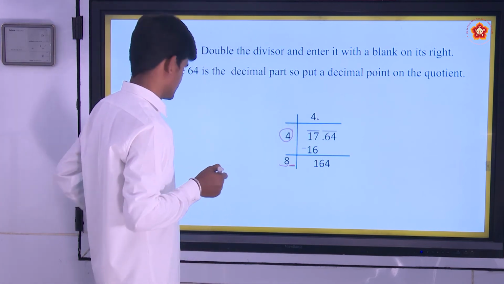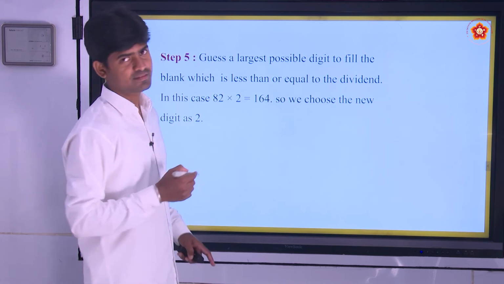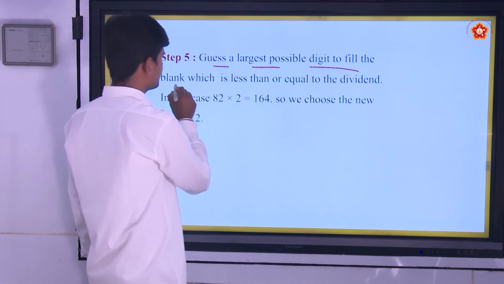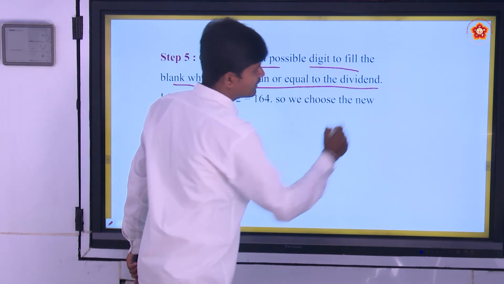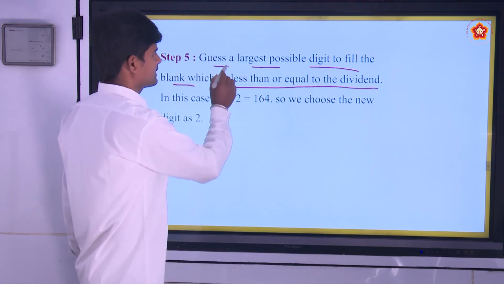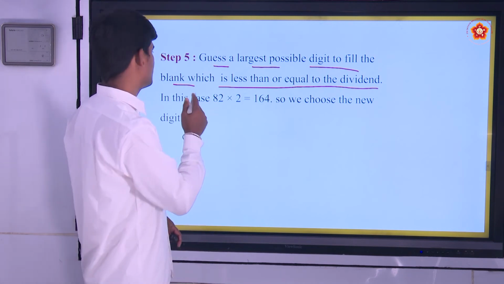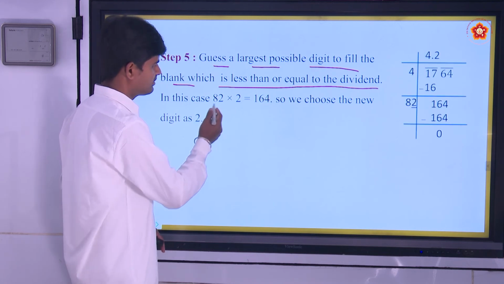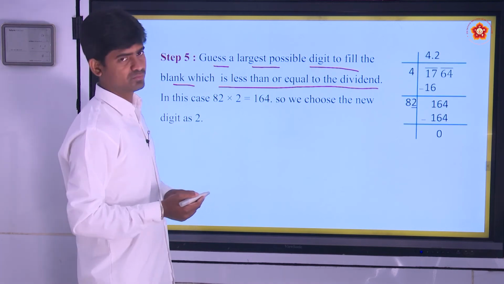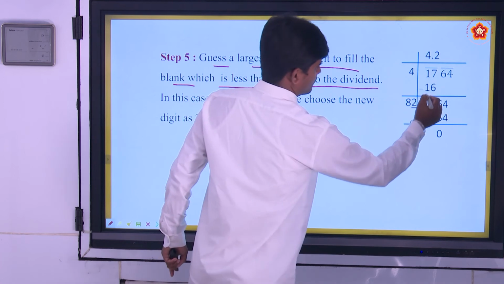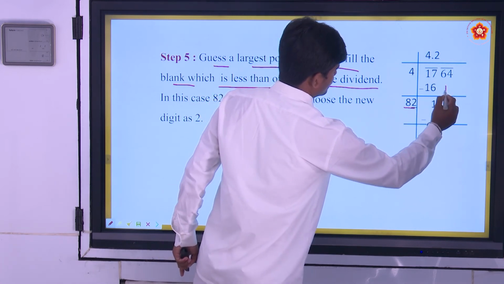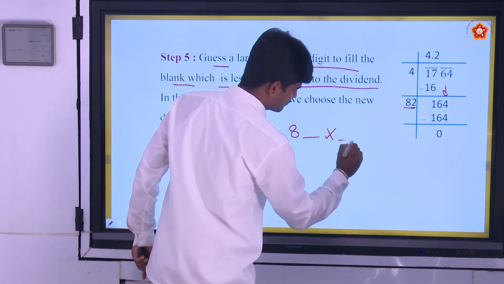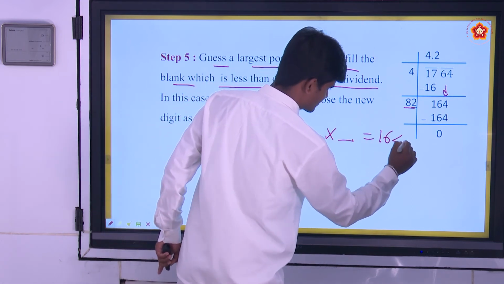Next, step 5. Guess the largest possible digit to fill the blank so that the product is less than or equal to the dividend. Same as usual. In this case, 82 times 2 is equal to 164. Up to this point is completed, and we take this 164. We get 164, or less than 164.